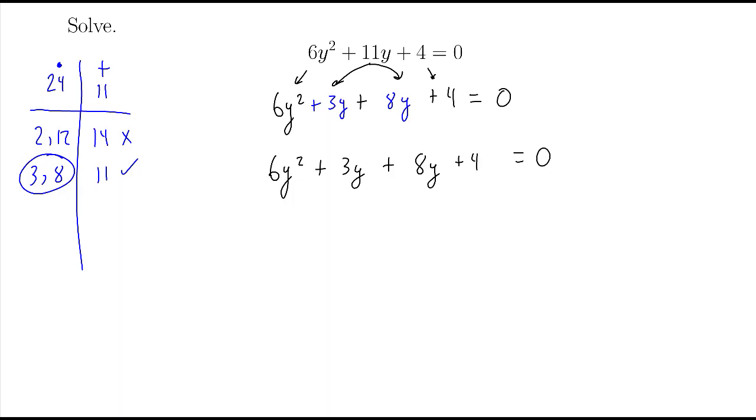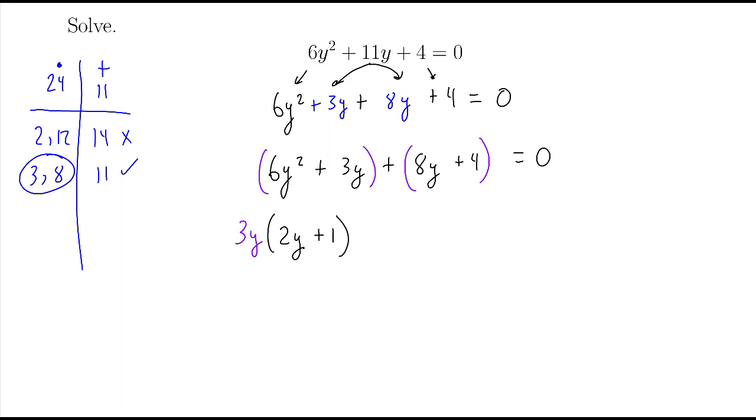I'm going to group together the first two terms and the last two terms. Now I'm going to look at these two groupings individually. 6y squared plus 3y. Those two terms have a common factor of 3y. Okay, so that will leave me with, if I divide this by 3y, 2y. And if I divide that by 3y, I'm left with a positive 1.